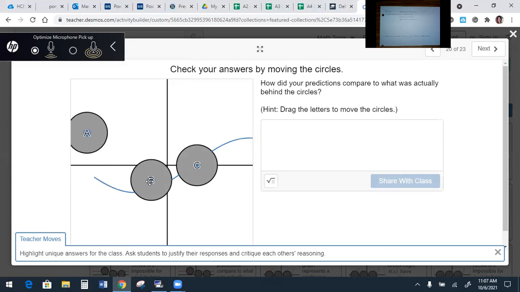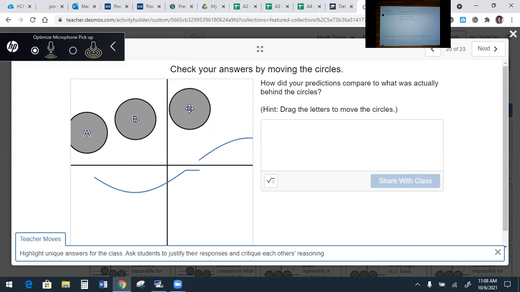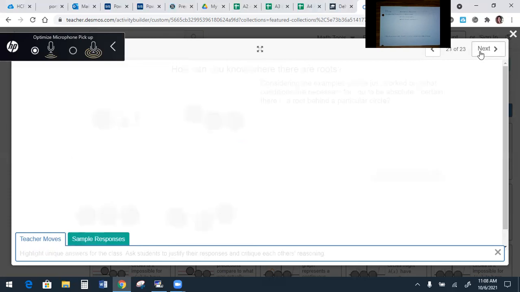No, it stopped. How about B? Do you think it comes up here? It will see. No. And how about C? No, because the function's not continuous, so there's a gap there. So you have to get continuity.